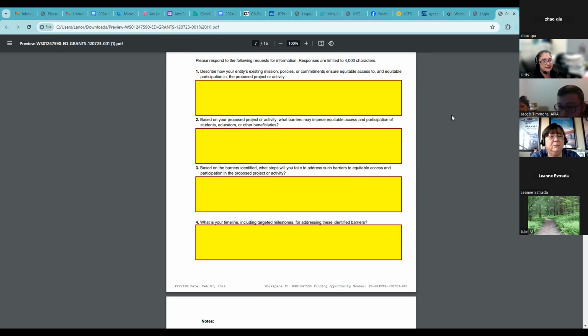And basically you're making assurances here. So describe how your entity's existing mission, policies, or commitments ensure equitable access. You'll talk, like, XYZ ensures equitable access by having a streamlined application; you'll talk about your processes and how you don't discriminate in those processes for folks to be able to apply. Based on your proposed project or activity, what barriers may impede equitable access and participation of students, educators, or other beneficiaries? If you don't foresee there being barriers, then there's no barriers.